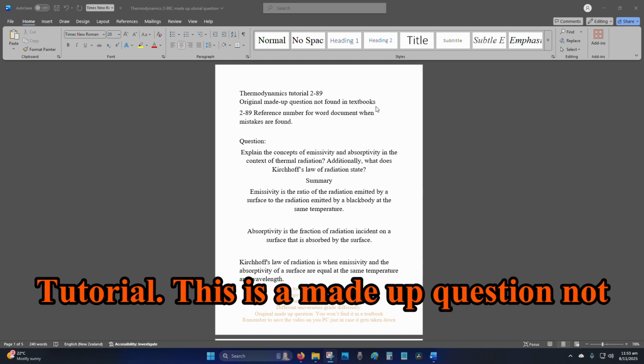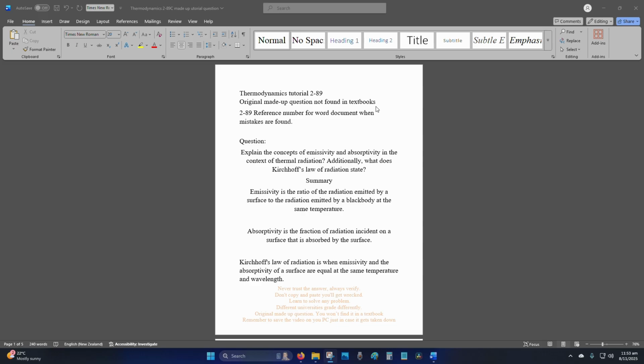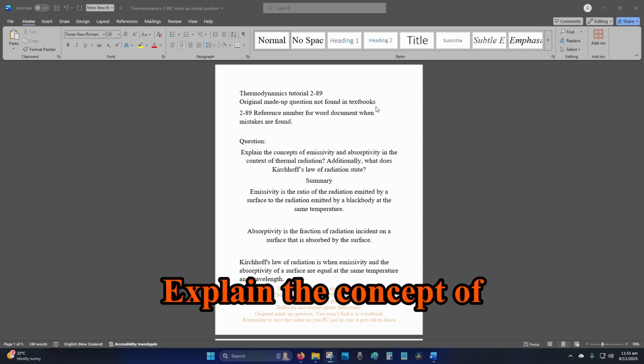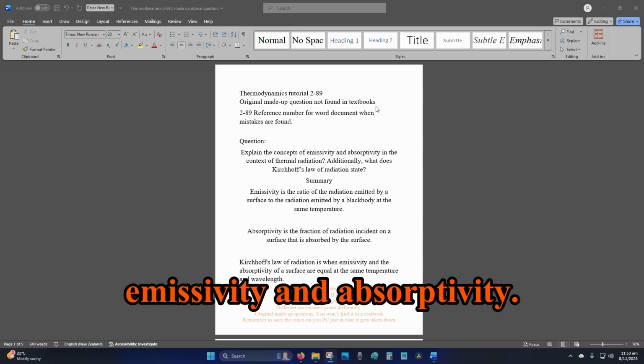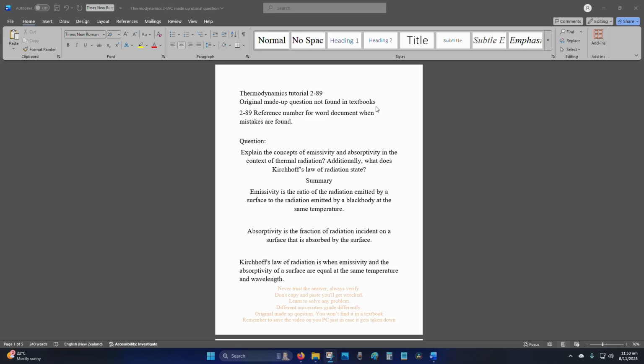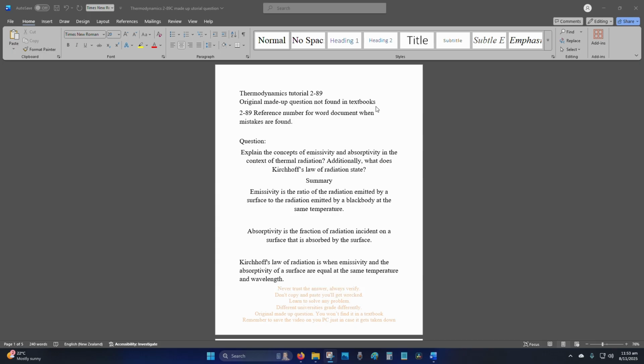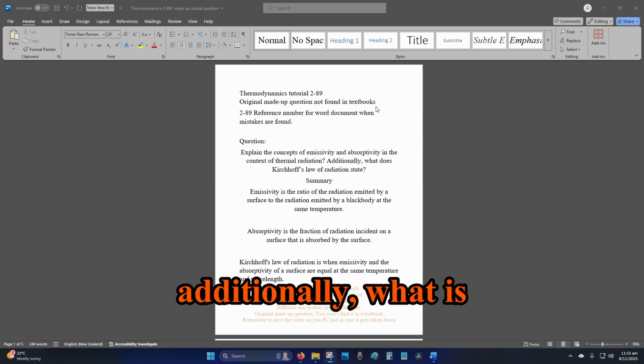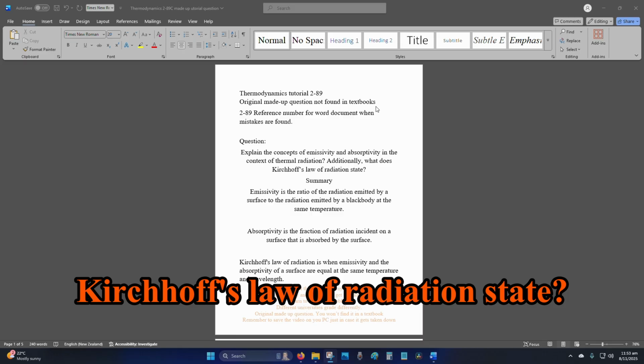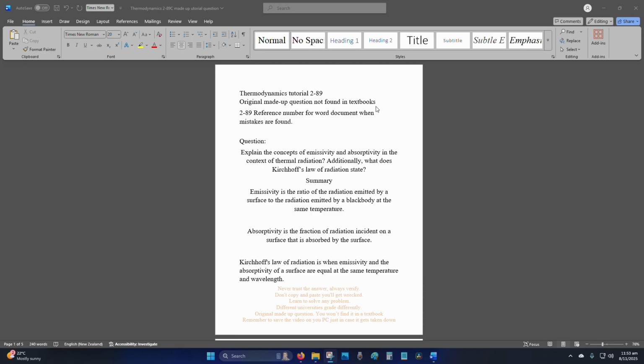This is a made-up question not found in your textbooks. Explain the concept of emissivity and absorptivity in the context of thermoradiation. Additionally, what does Kirchhoff's law of radiation state?